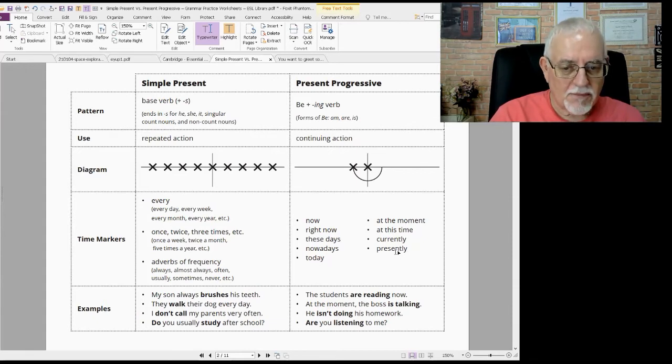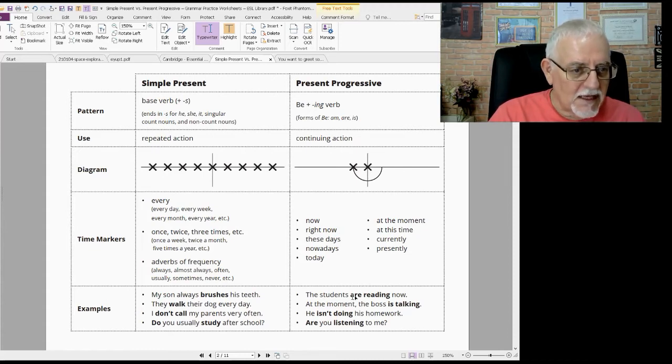So let's look at a couple of examples. My son always brushes his teeth. He brushed his teeth every day. So when yesterday was the present, he brushed his teeth. He continues brushing his teeth every day up until the present, today, and he will continue brushing his teeth into the future as well. It's a repeated action or a routine.